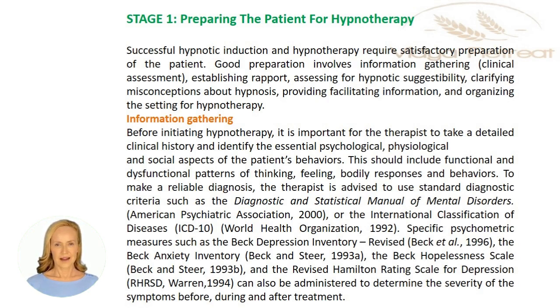Specific psychometric measures such as the Beck Depression Inventory, Revised, Beck et al., 1996, the Beck Anxiety Inventory, Beck and Steer, 1993, the Beck Hopelessness Scale, Beck and Steer, 1993, and the Revised Hamilton Rating Scale for Depression, RHRSD, Warren, 1994, can also be administered to determine the severity of the symptoms before, during, and after treatment.